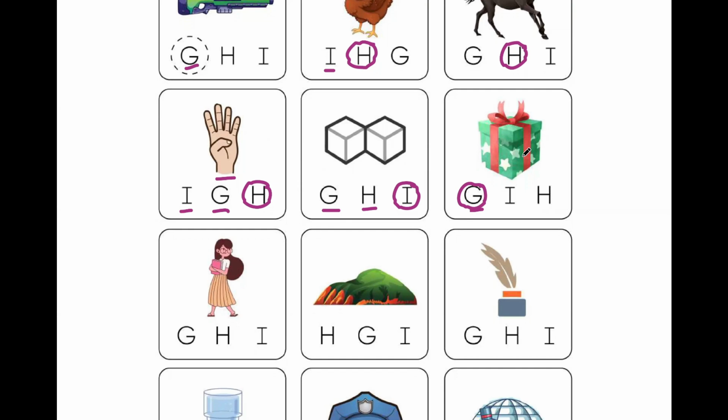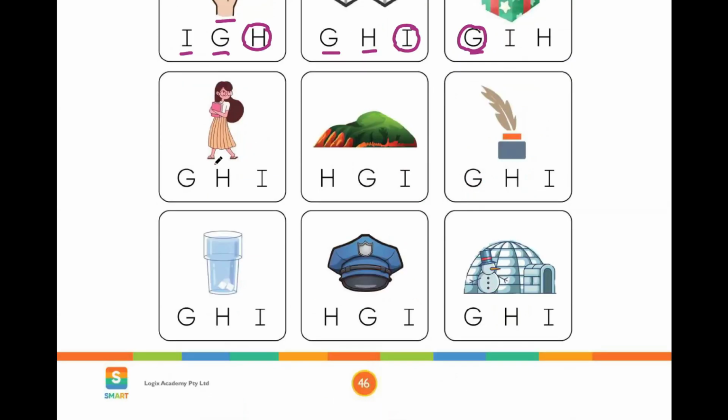Now let's move towards the next row, and here we can see the picture of a girl, and the first alphabet of the word girl is G, right? G-I-R-L. So the first alphabet of the word girl is G, and here you can see that G is written. So we would circle it, and the sound of the G is G, G, girl, G, girl.